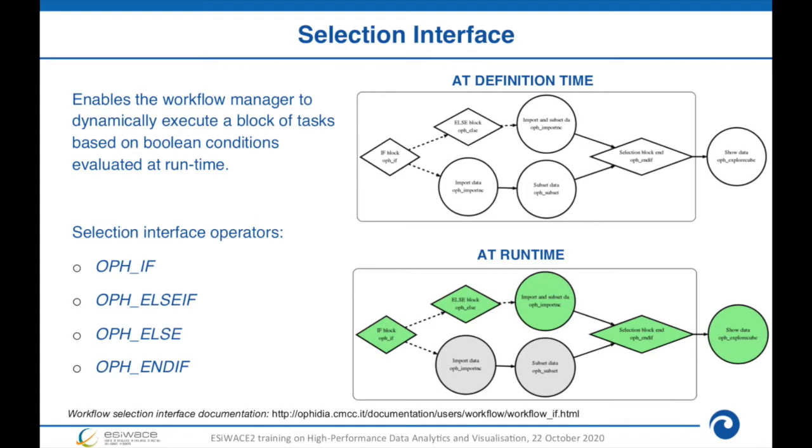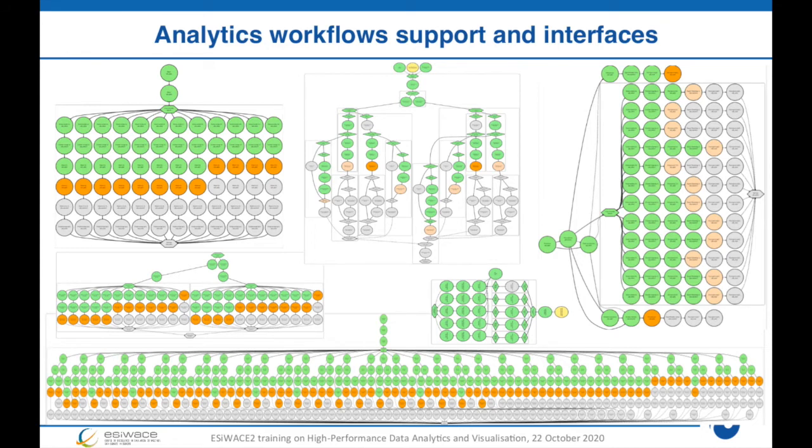This can be very useful, for example, if you want to define a general workflow that is then applied in different ways based on a specific condition. We don't need to write a different workflow, but we can just select different blocks of tasks to be executed based on a condition, which is also specified at runtime. So thanks to the for and selection interfaces and the features provided by the workflow management system, it is possible to effectively implement many different types of analytics workflows.